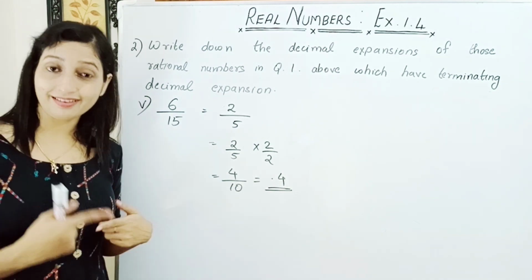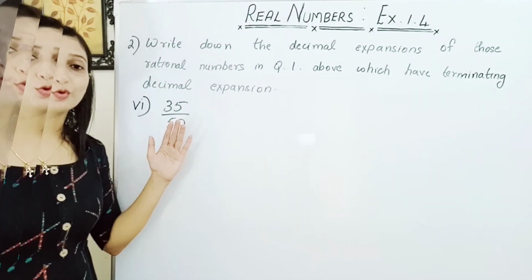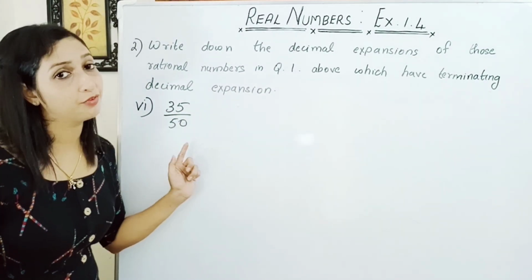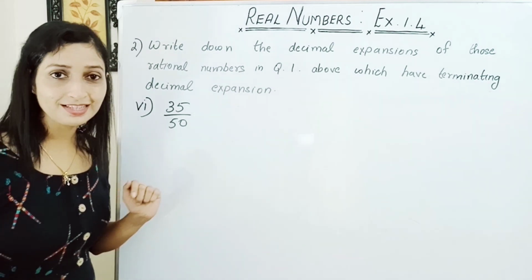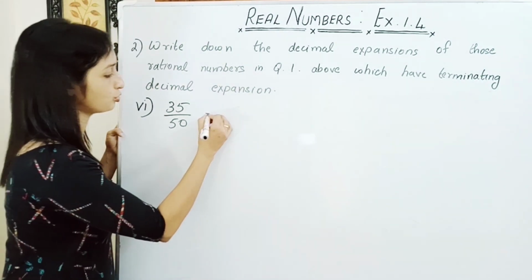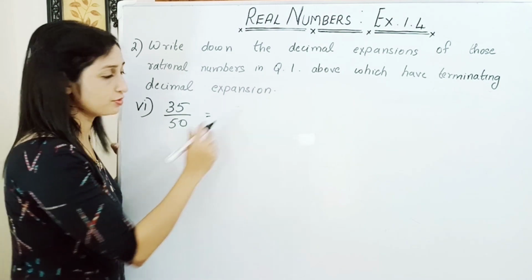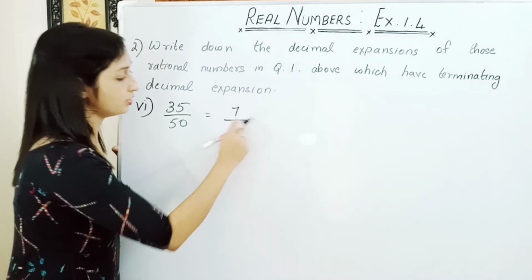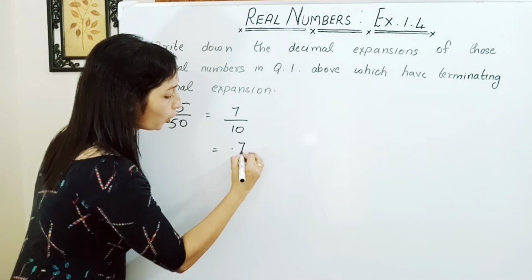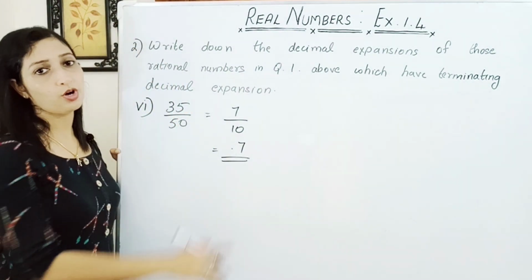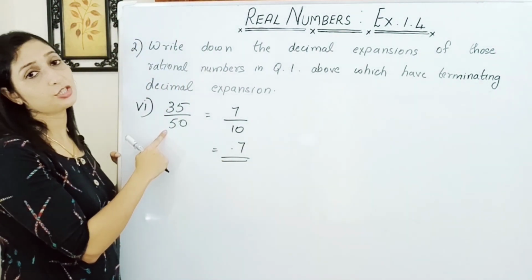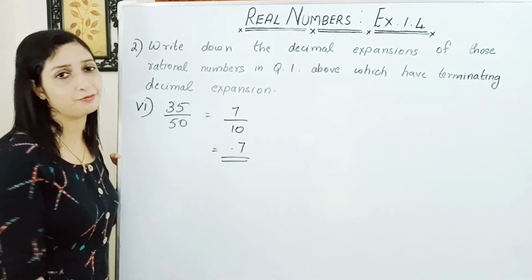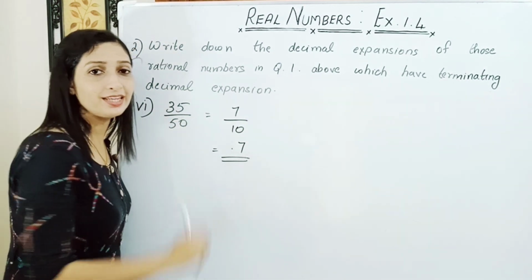So let's move on to our next question, question number 6. So this is our next question, which is 35 by 50. So what do we do first? We try to simplify that. So this can be simplified by 5. So what do you get? You get it as 7 by 10. So this can be written as 0.7. So what is our answer? The decimal expansion of the given rational number 35 by 50 is 0.7.